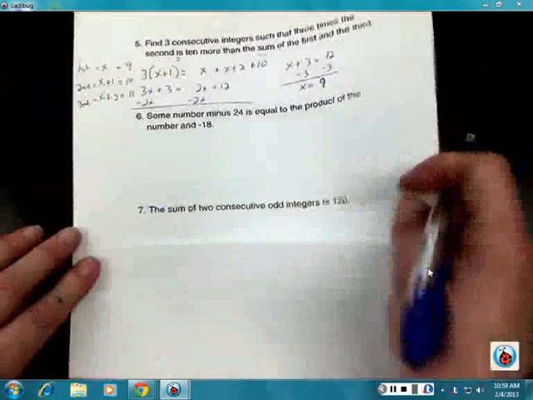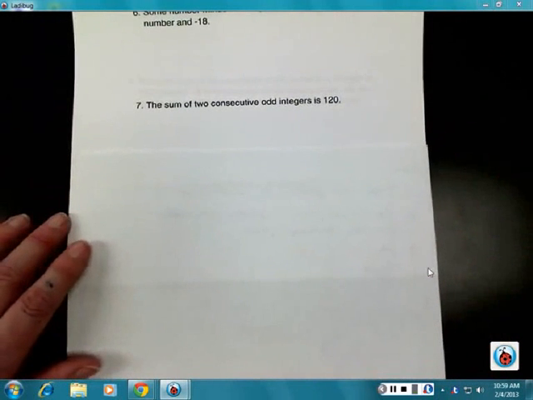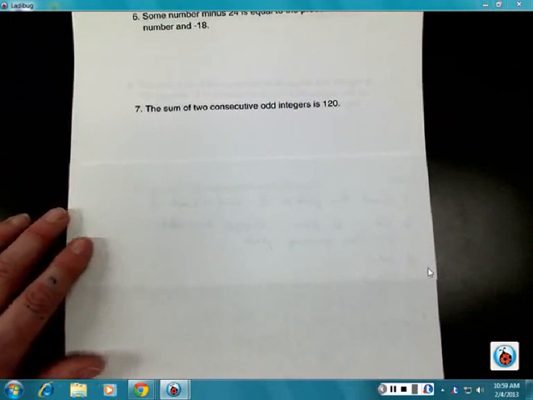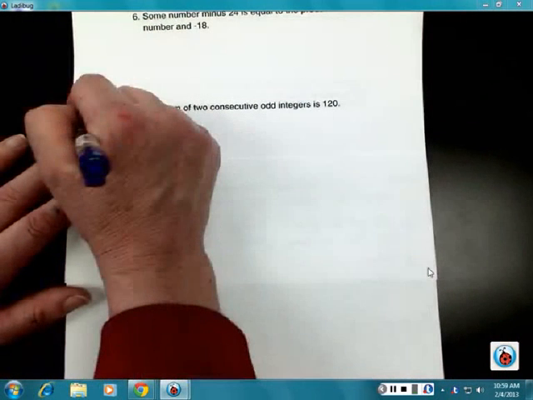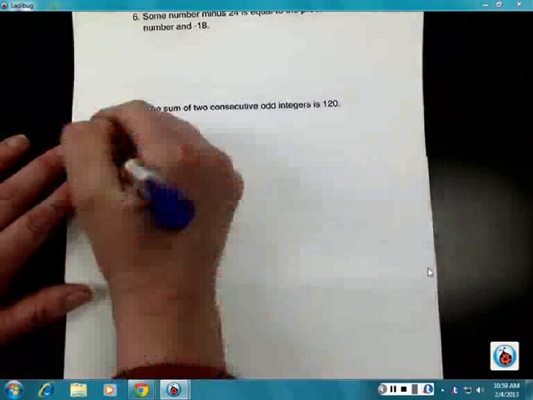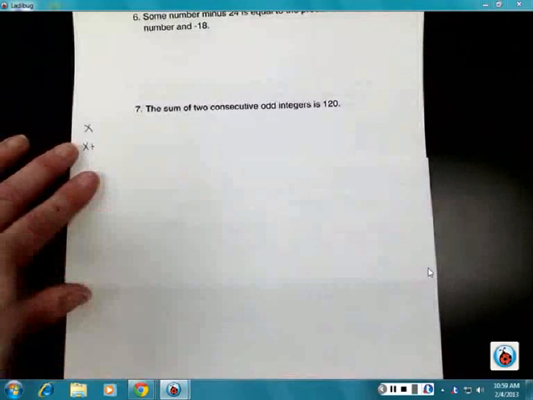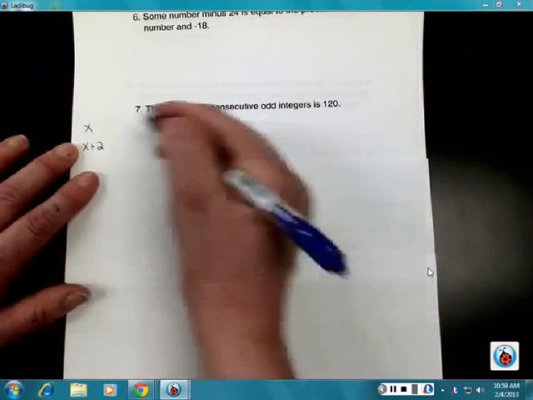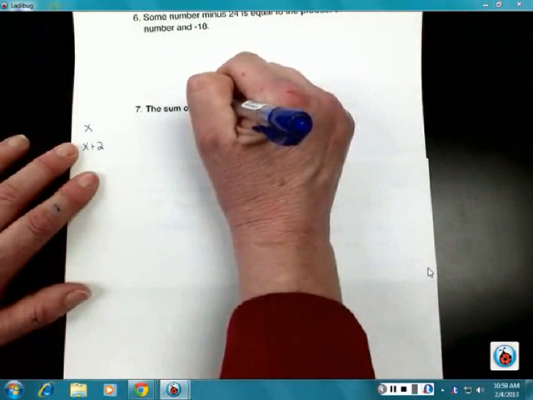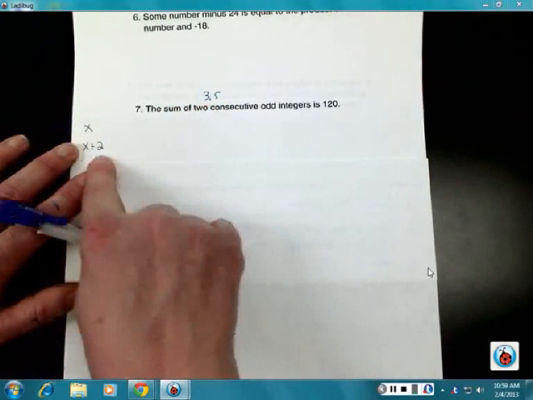Let's skip number 6, because number 6, excuse me, is one of those ones that you read. And let's go to 7. The sum of 2 consecutive odd integers. So if I got odd integers, what are those going to be? x and x plus 2. Remember again, if you don't know that, just put 2 odd ones up here, 3 and 5. How do I get from 3 to 5? Plus 2.